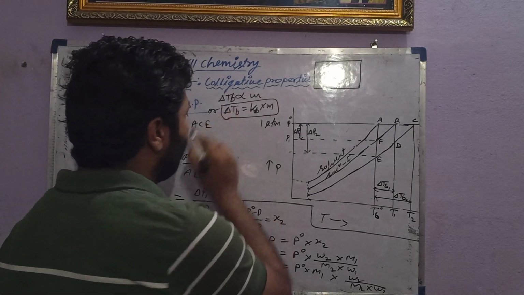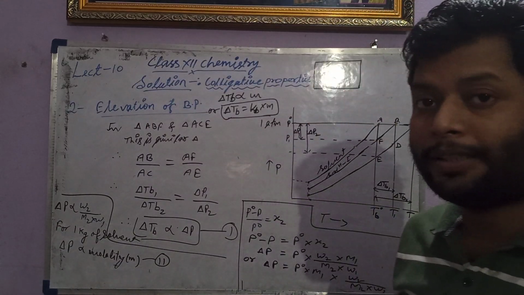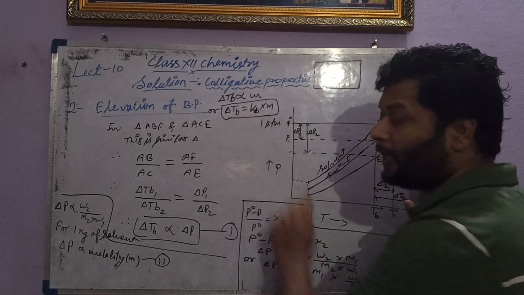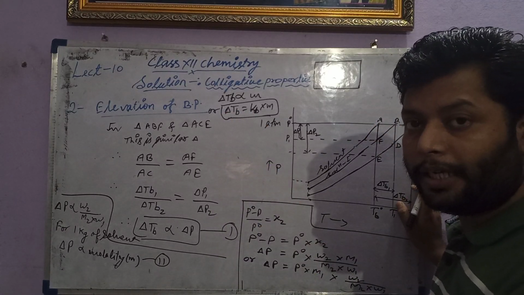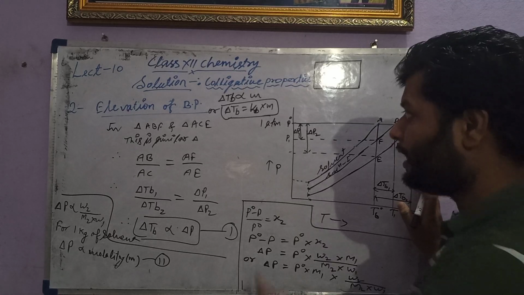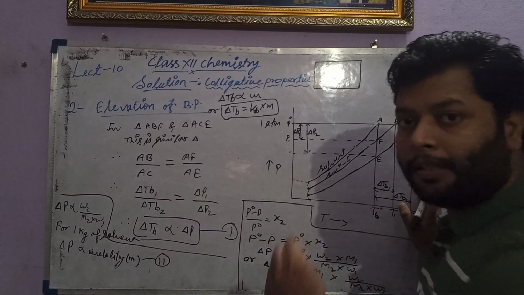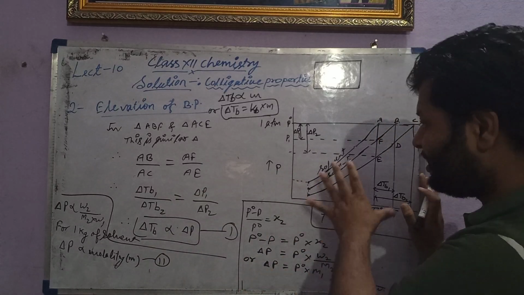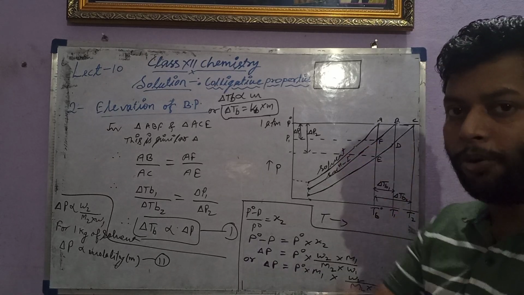This is the formula of elevation of boiling point. The elevation of boiling point is the product of the molar elevation constant, also known as the ebullioscopic constant, and molarity. I am evaluating the whole derivation of the formula from this graph. You have to learn it. I am just summarizing the whole thing.